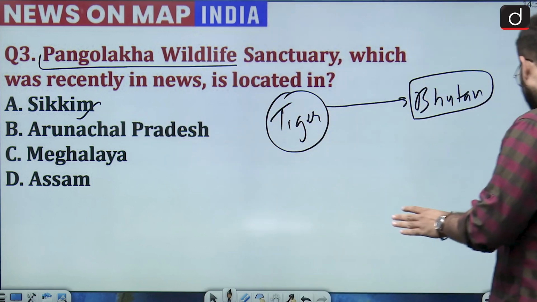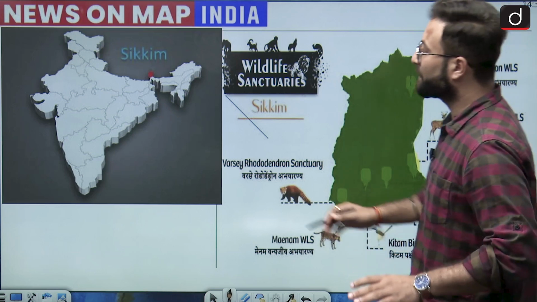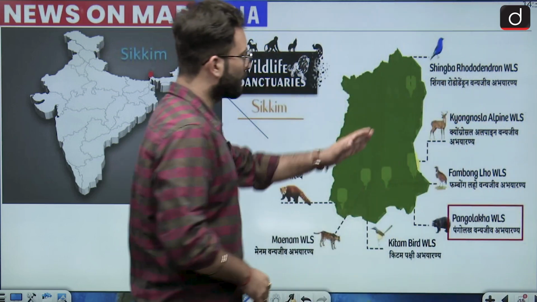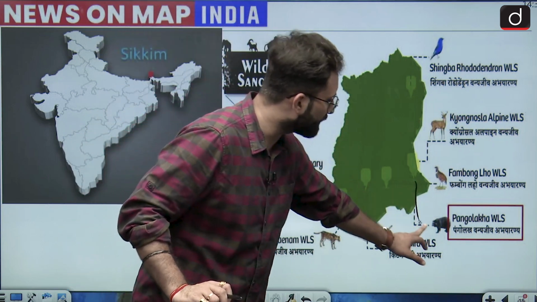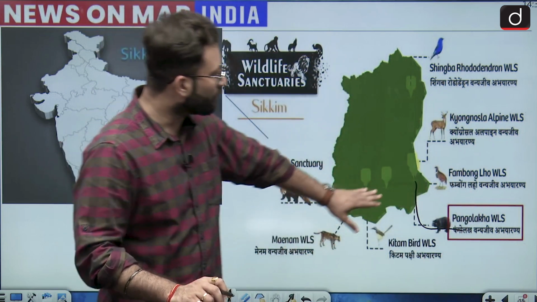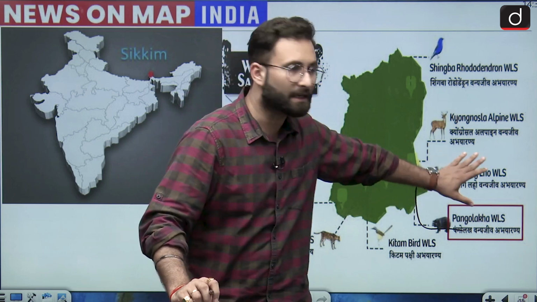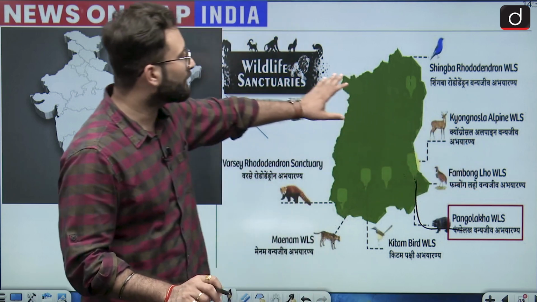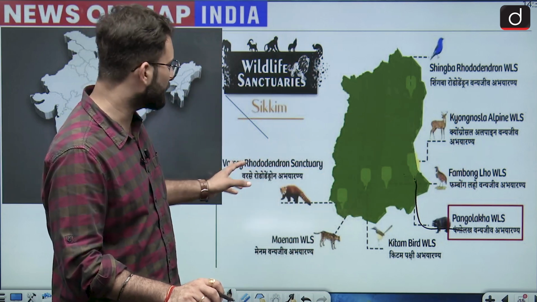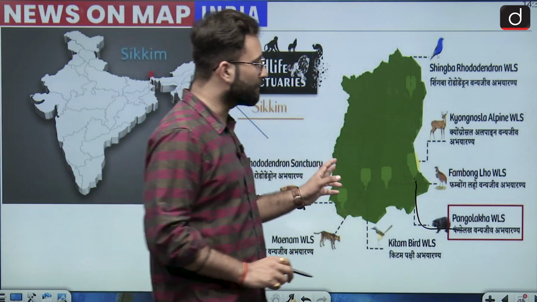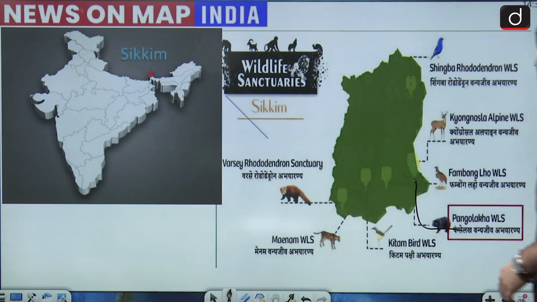Now let's see the map and then we will come back to the question again. So this is the map of Sikkim, and somewhere over here we have this Pangolakha Wildlife Sanctuary. Now you know that if it is somewhere over here, this side we have Bhutan. Other than that, there are certain prominent wildlife sanctuaries and protected areas which are given over here. So please keep a tab on that. You can just take a screenshot or read about it.